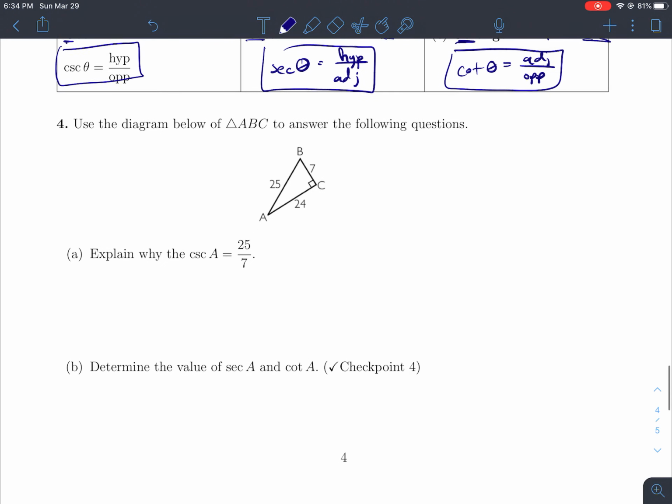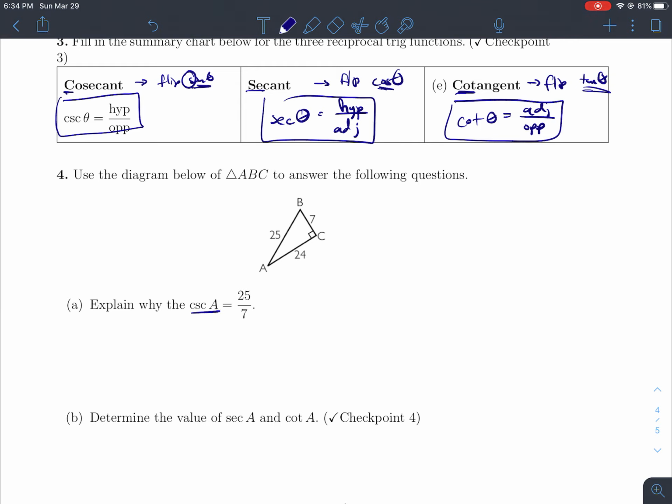Use the diagram below of triangle ABC to answer each of the following questions. Explain why cosecant of A is 25 over 7. Well, if A is our focus angle, the way that I like to think about all these reciprocal trig functions is pretend they're normal trig function problems. So sine is SOH CAH TOA. We know that cosecant is going to be the opposite of sine, so cosecant is going to be hypotenuse over opposite. And labeling our triangle, we have hypotenuse over opposite. Yeah, that's correct.